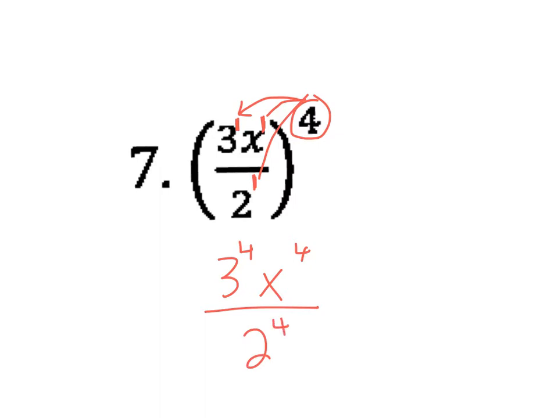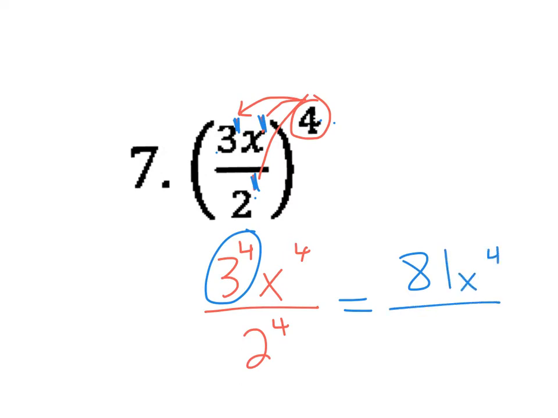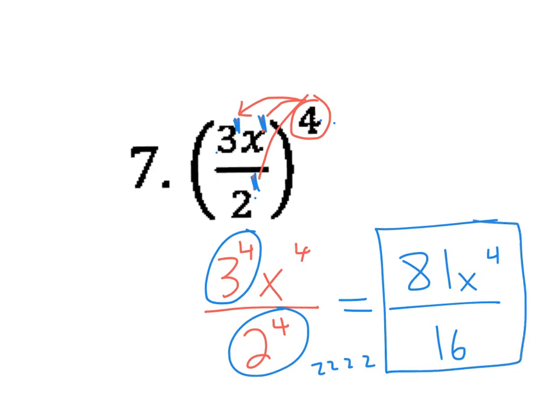Okay, so notice what I didn't do. I didn't say, oh, 4 times 3, 4 times 2. No, I gave everything an exponent, and those are the numbers that I multiplied. And I could simplify this, I guess. 3 to the 4th is 3 times 3 times 3 times 3, 81. 2 to the 4th is 2 times 2 times 2 times 2, 16. That's 1 through 7.